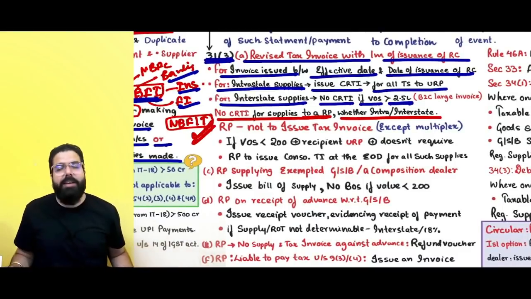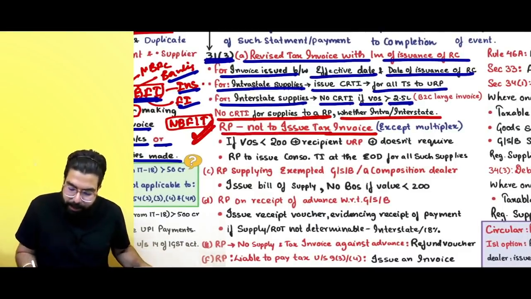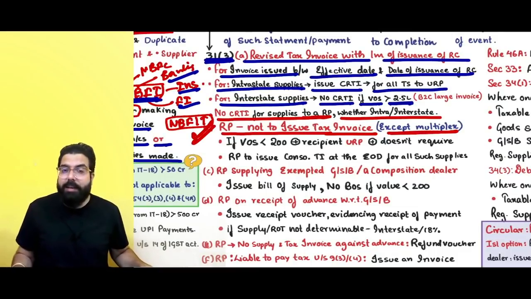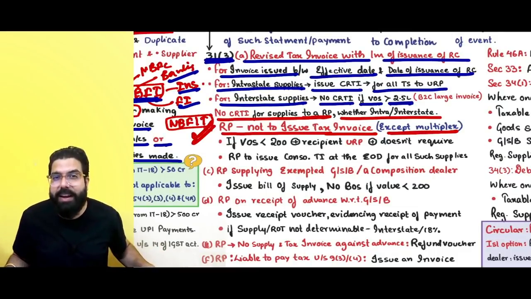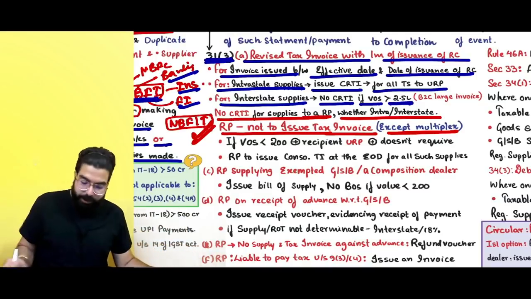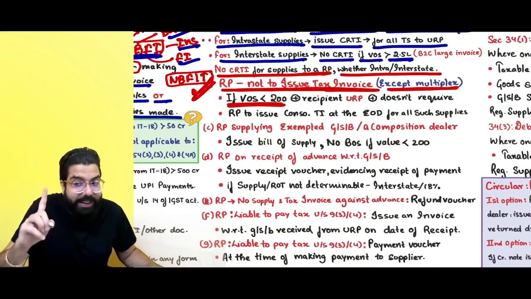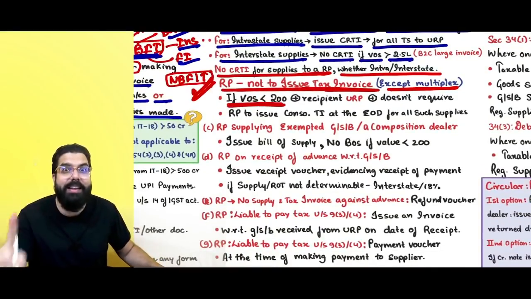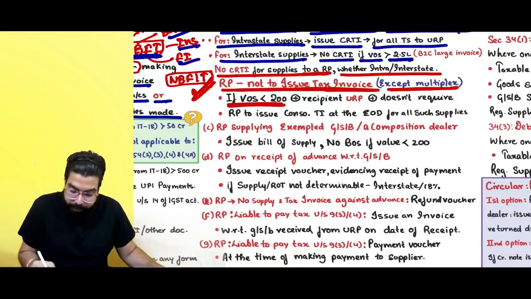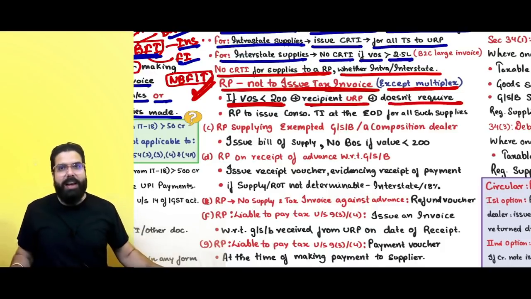Second one goes ahead and says, sir, registered person not to issue invoice except in case of multiplex. In case of multiplex, even if the value of supply is less than 200, the government has told that they have to go ahead and issue an invoice. So, sir, a registered person need not issue a tax invoice if the value of supply is less than 200. Less than 200, invoice is not required. Be very careful. Plus, the recipient is unregistered and the recipient does not require it. He is not demanding, then you don't have to give any invoice.